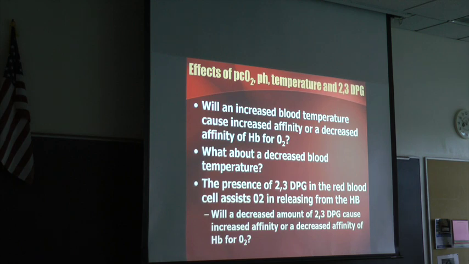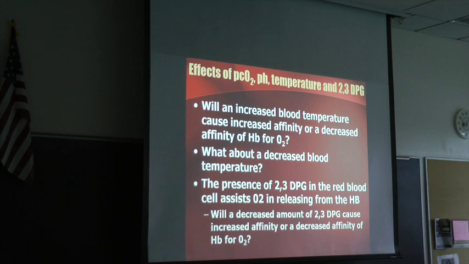In the red blood cell, there's a chemical called 2,3-DPG. 2,3 is the position of the phosphate groups on the carbon. The name of the chemical is diphosphoglycerate. Do you know that? 2,3-DPG is good enough. If you say 2,3-DPG to any respiratory therapist, they're going to understand what you're talking about. But anyway, the presence of this chemical in the red blood cell helps oxygen release from the hemoglobin.